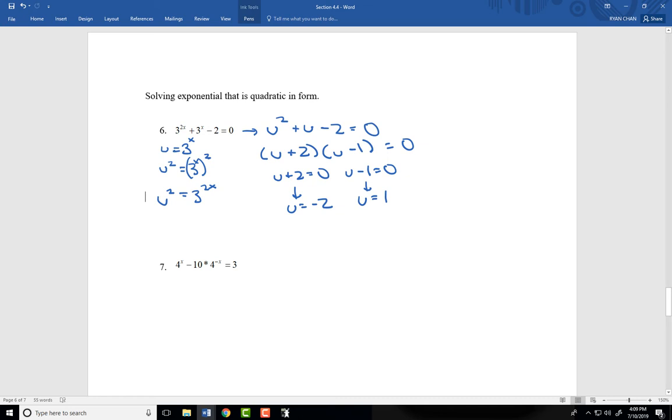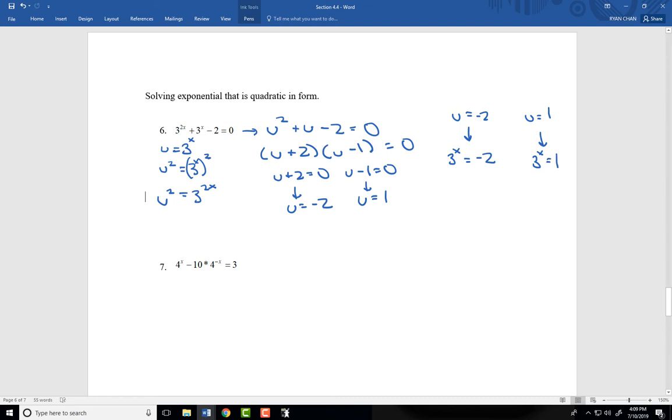Okay. Now, let's talk about this right here. We are actually not done because I need to solve for x. So this is what I'm going to do. I have U is equal to negative 2. I replace my U with 3 to the x. I have 3 to the x equals negative 2. Here I have U is equal to 1. So I have 3 to the x is equal to 1.